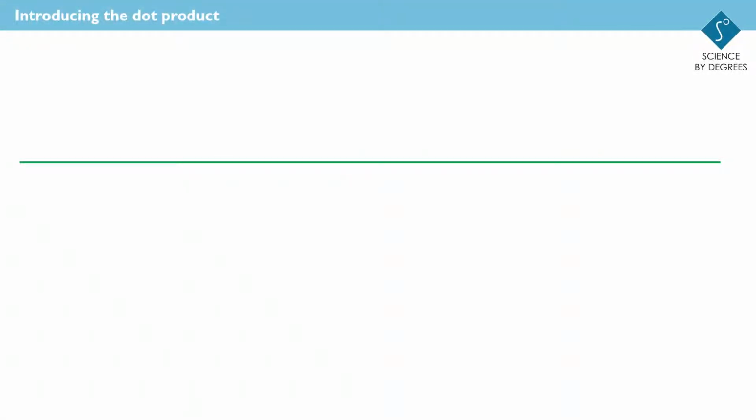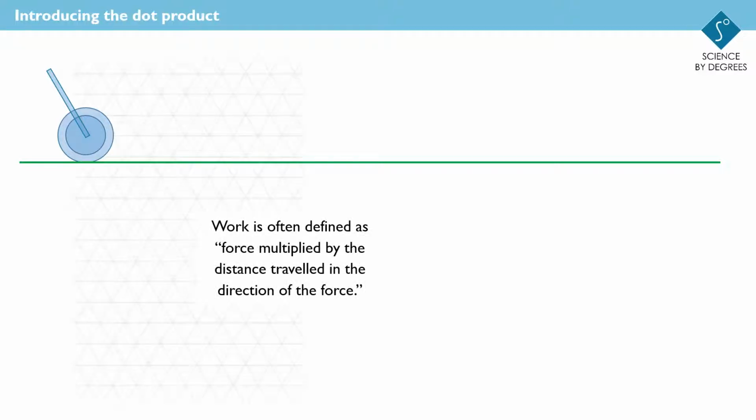In this video, we will introduce you to the dot product and explain why it's useful. We'll look at it through the example of the work done in pushing this lawn roller. Work done is often defined as force multiplied by the distance travelled in the direction of the force.